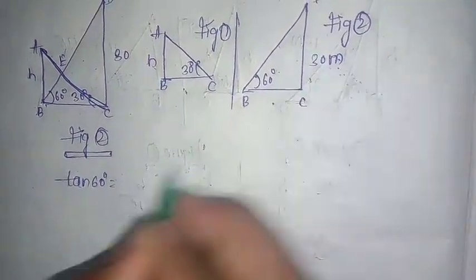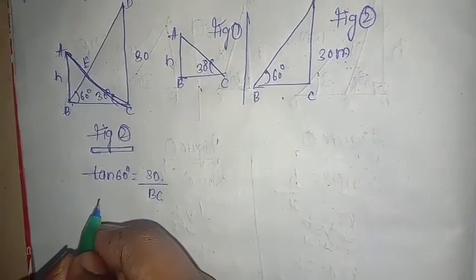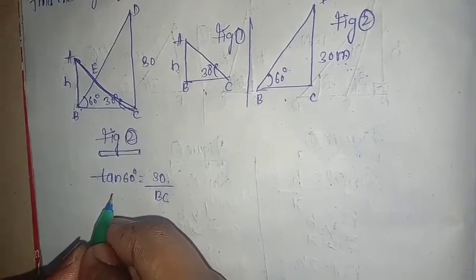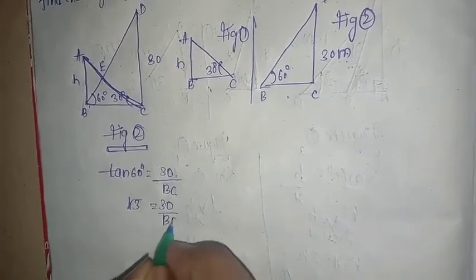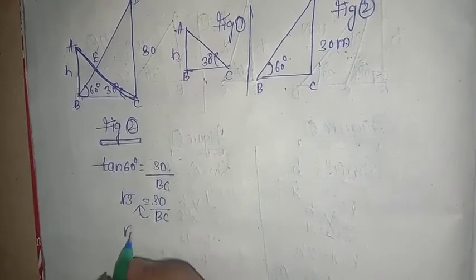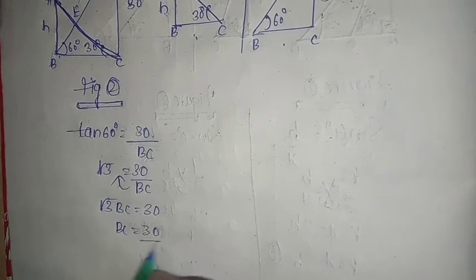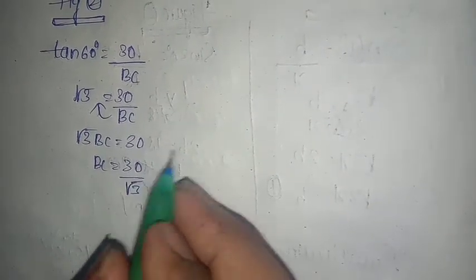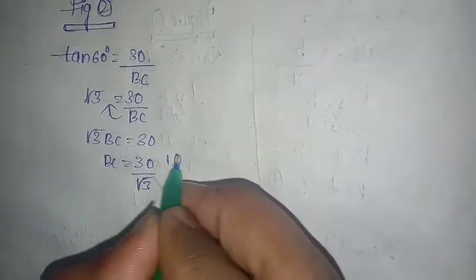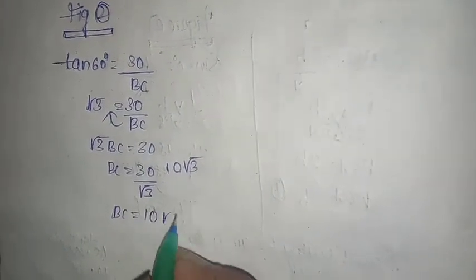tan 60 equal to opposite side DC 30 by adjacent side BC. Next tan 60 means root 3, 30 by BC, cross multiplication. Root 3 BC equal to 30, BC equal to 30 by root 3. So like this, when root 3 comes we have to divide first 30 by 3. So 30 divided by 3 will get 10, and root 3, 10 root 3. So BC equal to 10 root 3 meters.